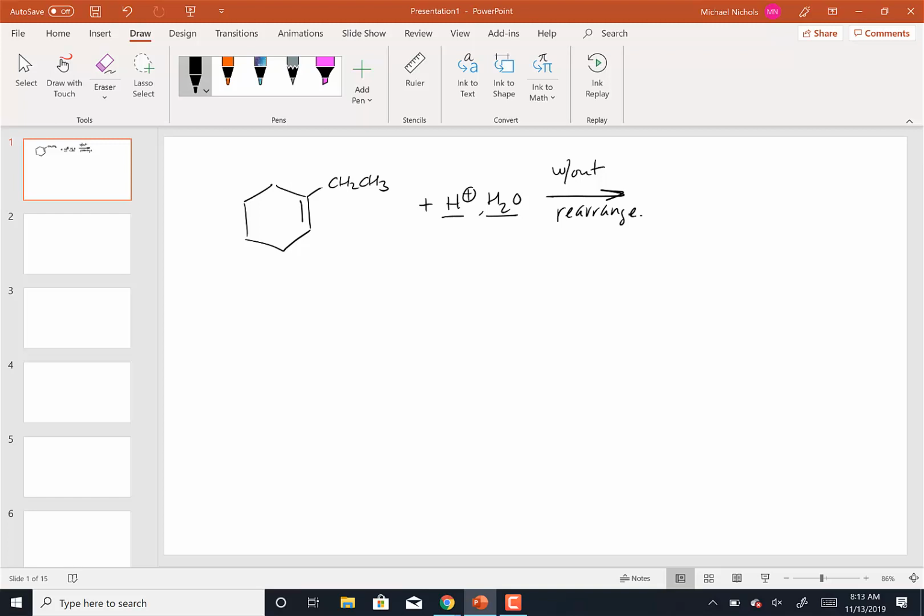So electron rich things have to react with electron poor. So what is water? Electrophile or nucleophile? Water's been a nucleophile all along because it's got lone pairs. So the double bond must react with the H plus. So that means I'm going to take that pair of electrons from the double bond and use it to bond the hydrogen.